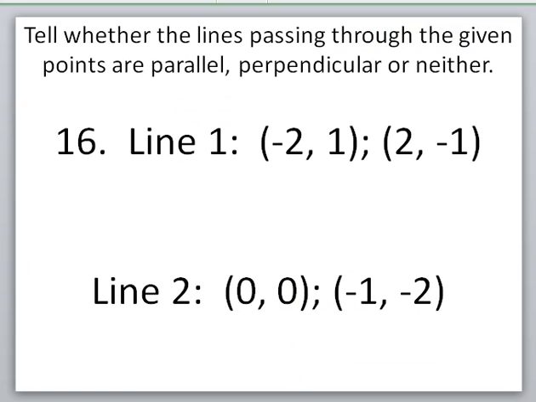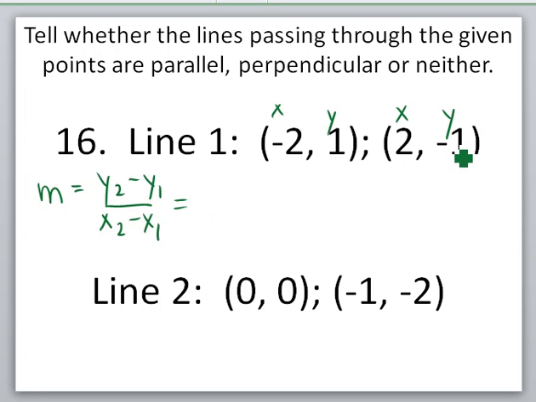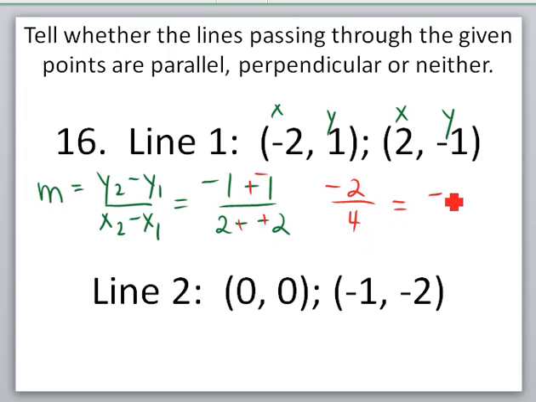The last type of example we're going to talk about is finding whether the lines passing through points are parallel, perpendicular, or neither. In order to do that, we're going to use our slope formula. Slope is y minus y over x minus x. So remember, every ordered pair is labeled x comma y. So I'm going to take y minus y, negative 1 minus 1, over 2 minus negative 2. That gives me negative 2 on top and a positive 4 on the bottom. That reduces to negative 1/2.